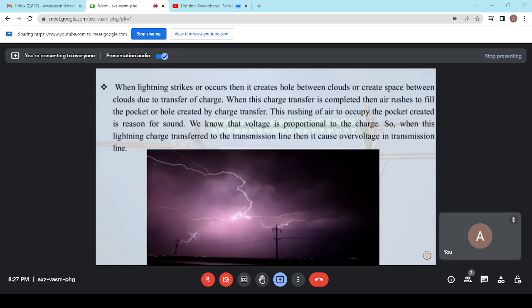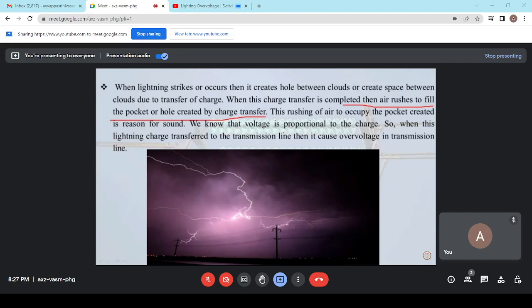But you may ask, why do we hear sound during lightning? So the answer is, when lightning strike occurs, it creates a hole between clouds, or we can say it creates space between clouds. And this space is created to transfer the charge between clouds. So when charge transfer is completed, then air rushes to fill, or we can say air rushes to occupy the space created. So this rushing of air to occupy the space is the reason for sound. This sound is due to rushing of air to fill the vacuum or space created by transfer of charge.